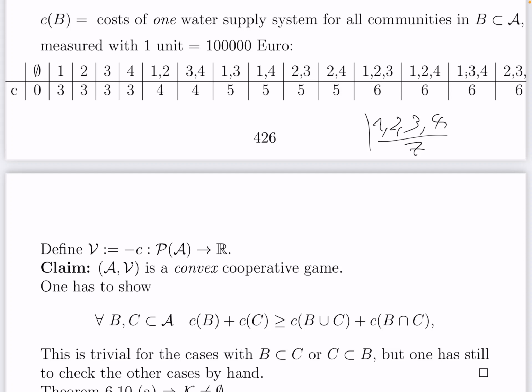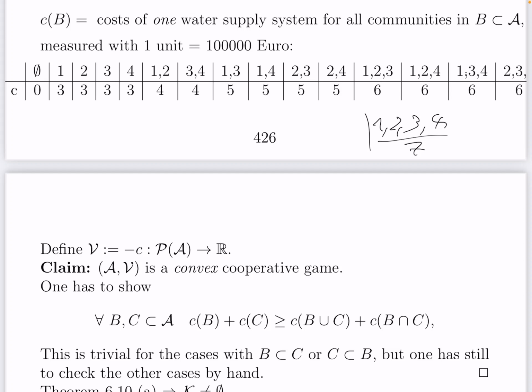So from the definition we know that one has to see that for any two coalitions B and C, subset of A, the sum of their coalition values is less or equal than the coalition value of the union plus the coalition value of the intersection. So if now this is translated to the cost function, then the sum of the cost functions for the coalitions B and C must be bigger or equal to the cost function for the union plus the cost function for the intersection.